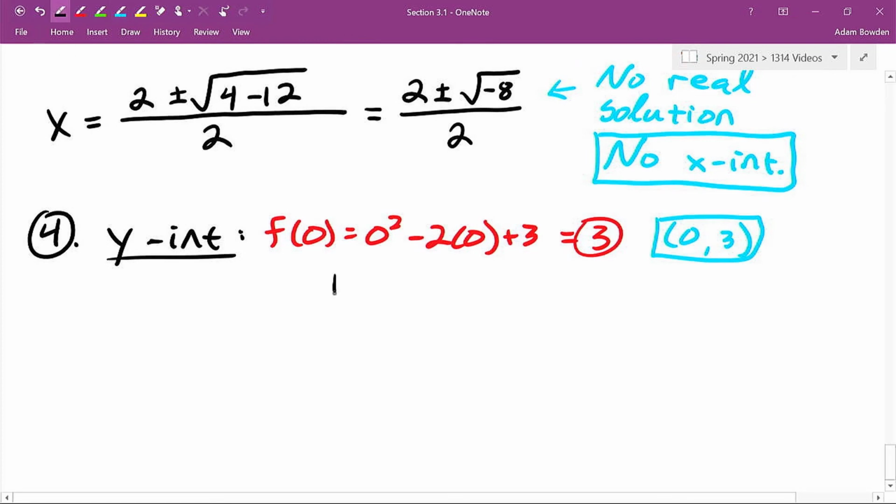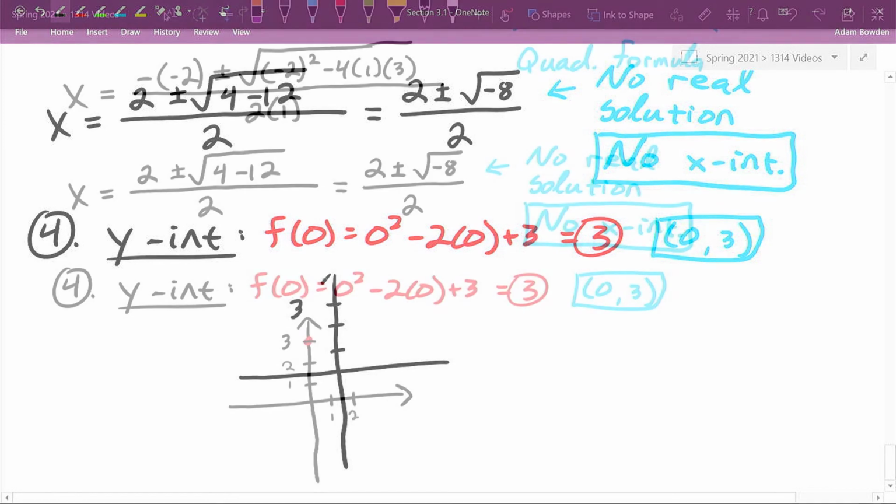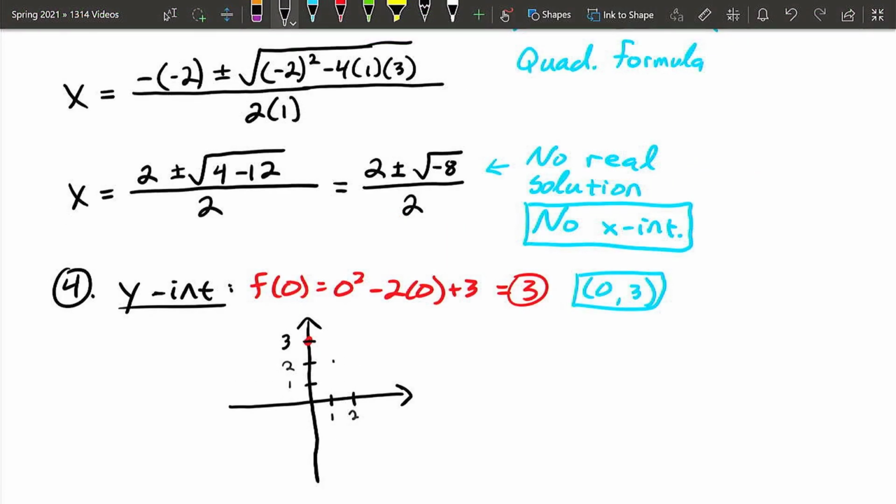So let's go ahead and sketch the graph as best we can. We had our y-intercept here at 3. We have our vertex at the coordinate (1, 2). So we'll draw our parabola coming down through the y-intercept, down to the vertex, turning around, and going up from there.